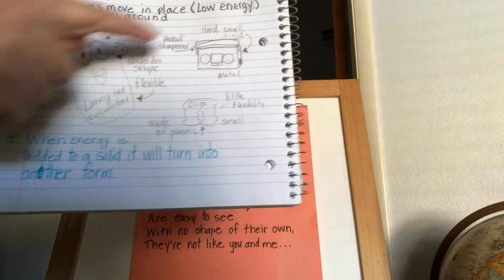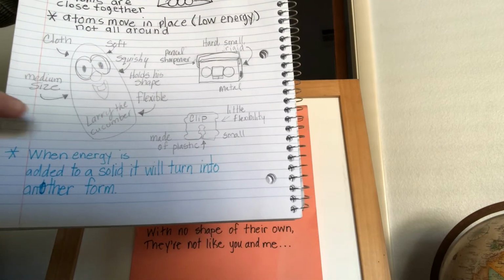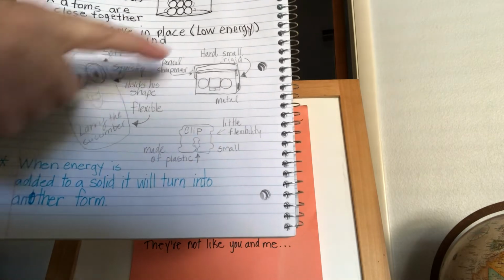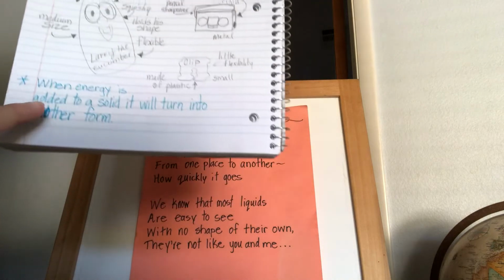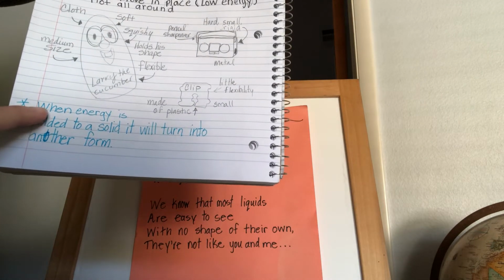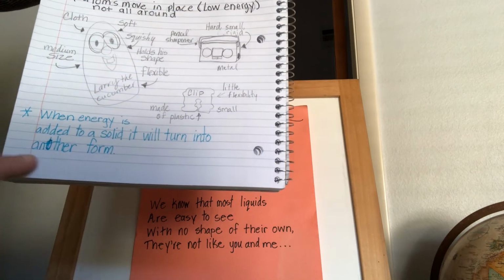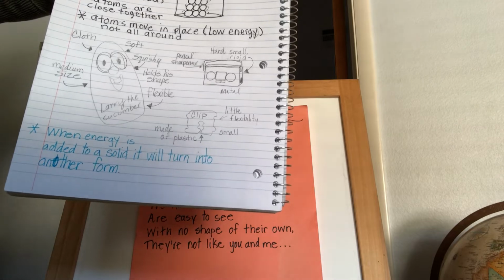I did sketches of the three solids that I found in my home, and I labeled size, what they were made of, and if they were soft or flexible or rigid and hard. Then I added the statement that when energy is added to a solid, it will turn into another form, keeping in mind that this is coming later in our week.